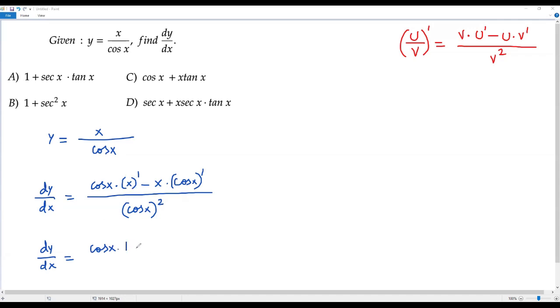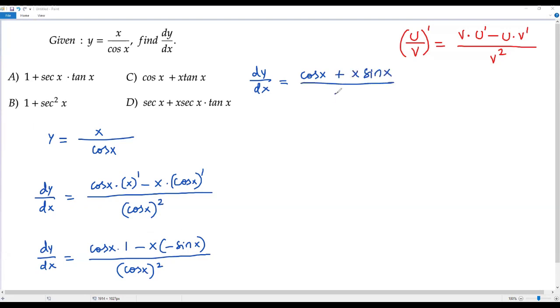So cosine x times 1, negative x times, when you find the derivative of cosine x, it becomes negative sin x. And in the denominator, I write cosine x the whole squared as it is. Let me continue over here. dy over dx equals, cosine x times 1 is just cosine x. And here negative times negative becomes positive, x times sin x over cosine x the whole squared.